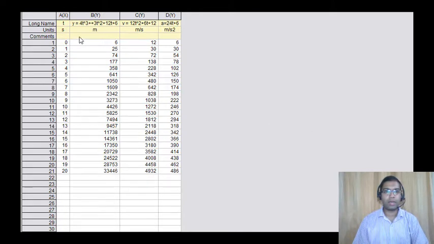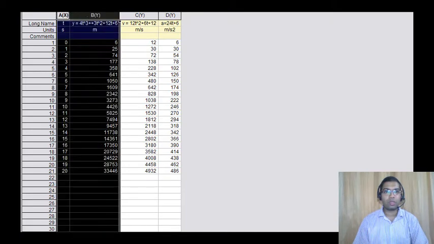Here I have a table which has the x-axis in terms of time, the y-axis in terms of the displacement. This is the equation that we have. Again, another y-axis for velocity, and these are the values, and the final one, acceleration, and its values. You can see that when time t is equal to 0, for y it is 6, for velocity it is 12, and for acceleration it is 6. I have used the formula and calculated these values.